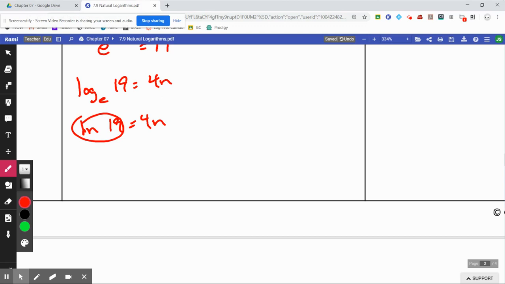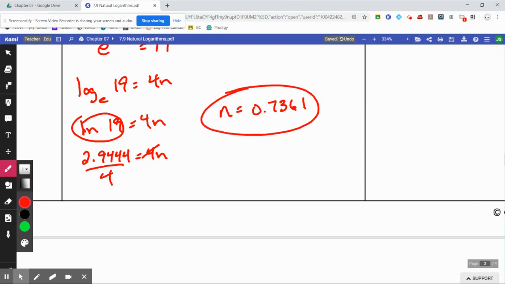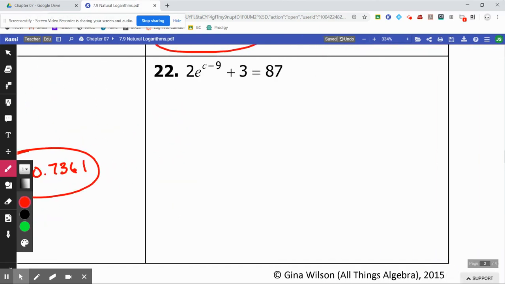The natural log of 19 is about 2.9444 equals 4n. Last step, we're going to divide by 4, and we get n is approximately 0.7361. And the last one, number 22.